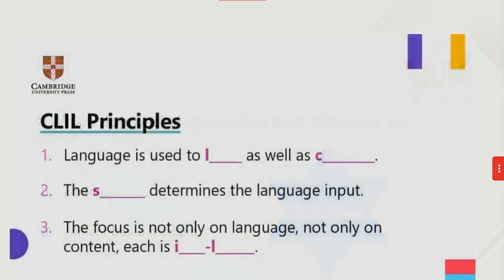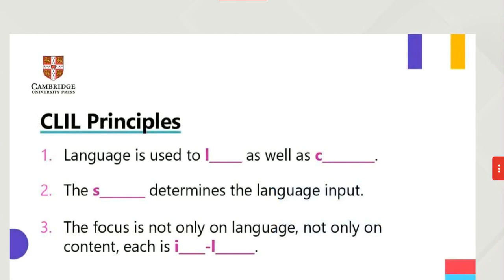So CLIL has three main principles. Here are the three main principles, but I've taken out keywords. I'd like to see if you can guess what the keywords are. In the first principle, language is used to as well as. I've given you the first letter.